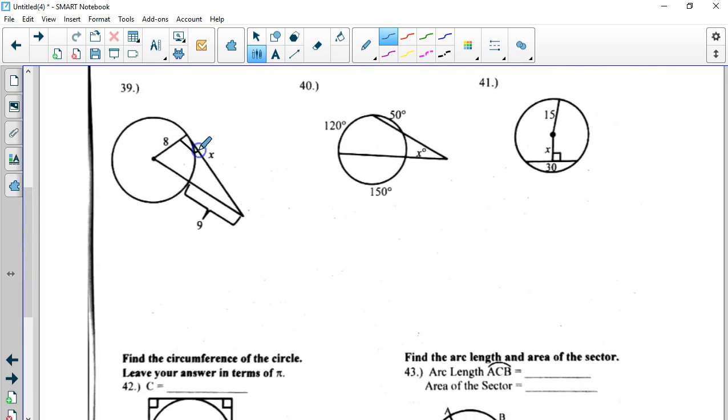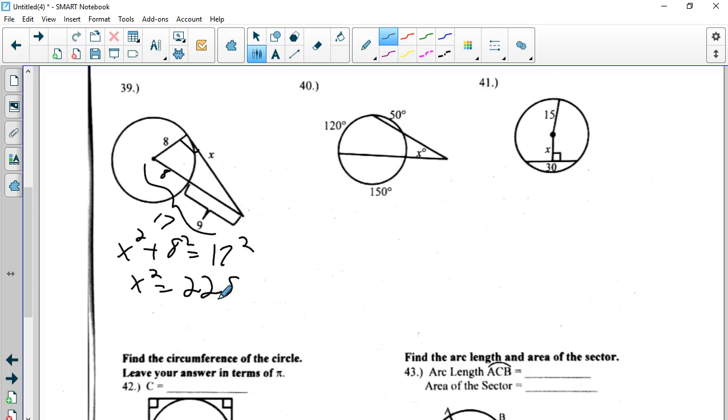Right angle here. This is 9, this is 8, which makes this 17, which is my hypotenuse. So x squared plus 8 squared equals 17 squared. The tangent forms a right angle with the radius there. So that gives me x squared equals 225, which is 17 squared minus 8 squared. So x is 15.